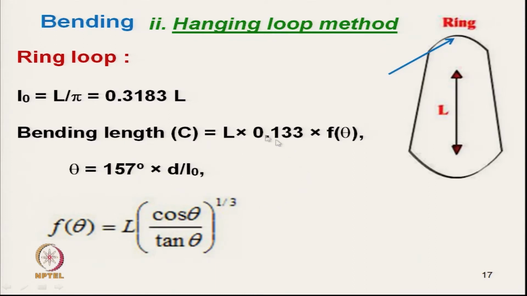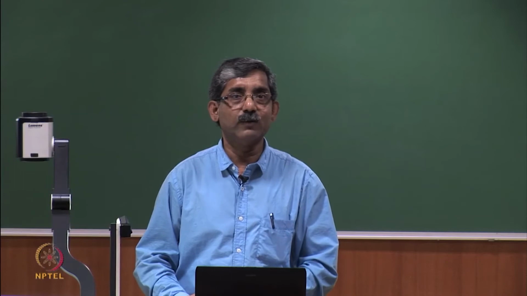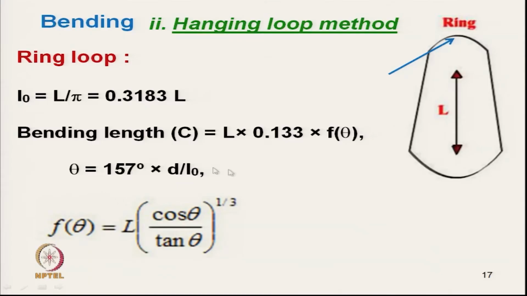If we can calculate this difference, we will get different values of theta, and from there we can calculate the function of theta, and using this function of theta value we can get the bending length, knowing the length of the strip. For the other loop methods, the only difference will be in this formula.